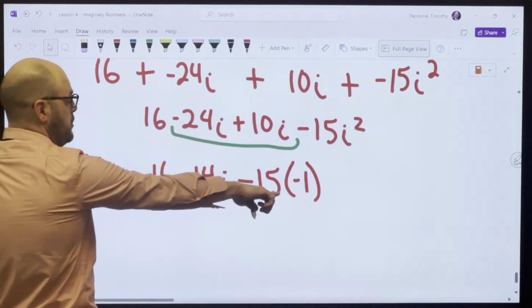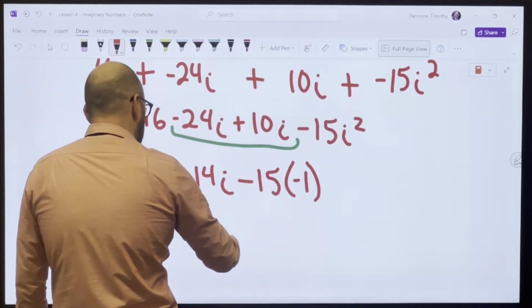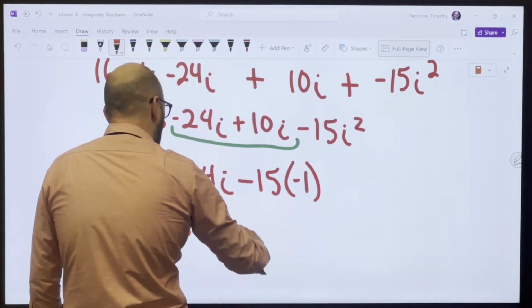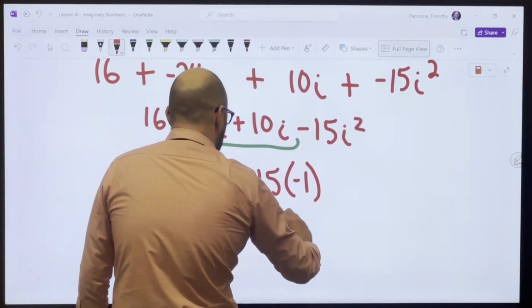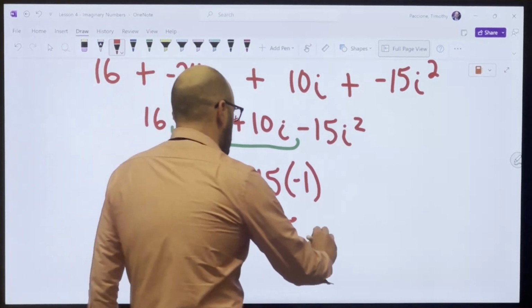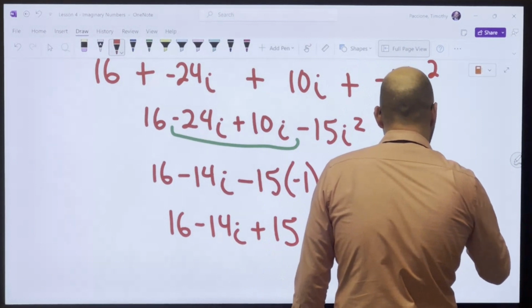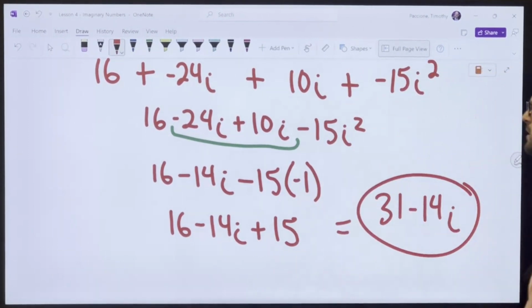Anything I can do here? What is negative 15 times negative 1? Positive. So I have 16 minus 14i plus 15. Anything else I can do? Yeah, I got 16 and 15. You can add those together. What is that? 31 minus 14i. And there's nothing else I can do here. And that is how you do it, right?